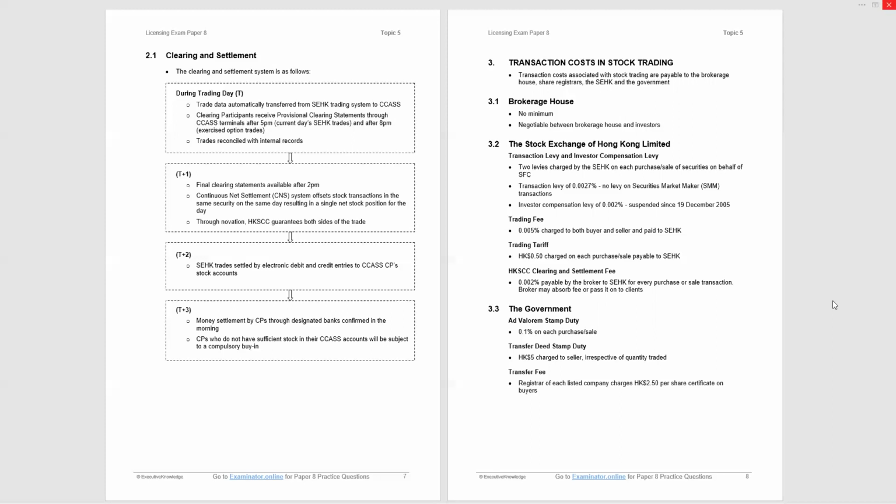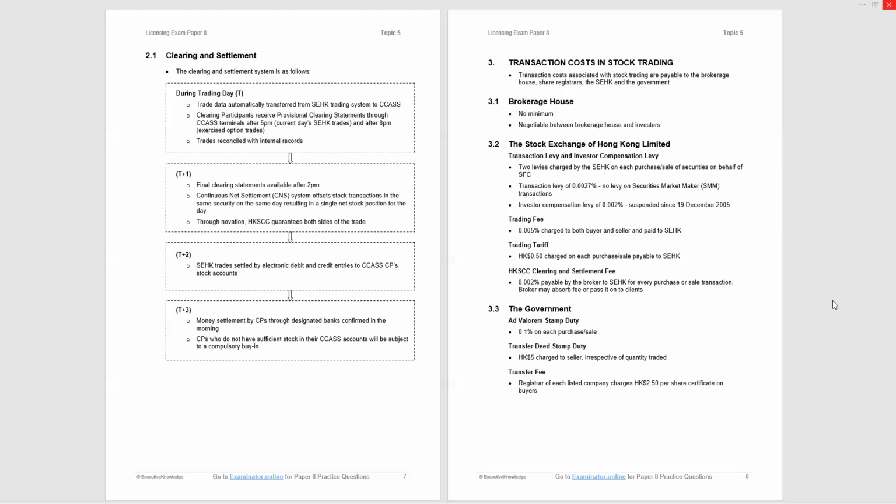Section 3, transaction costs in stock trading. Now, broadly, you have brokerage commission, and there is no minimum in Hong Kong. Then stock exchange transaction costs.